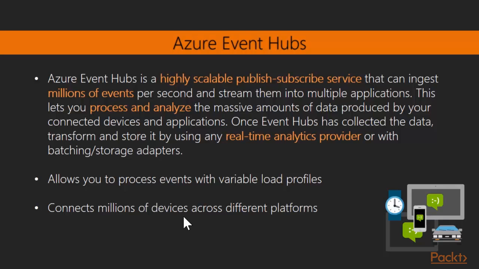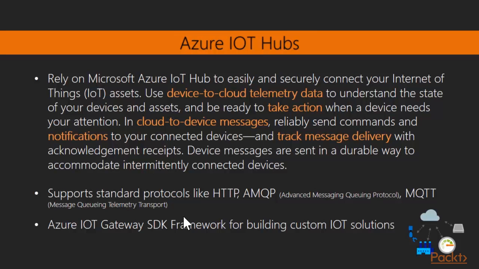Now let me move over a bit more in detail to Azure Event Hubs. Azure Event Hub is a highly scalable subscription-based service that can ingest millions of events per second, streaming them into multiple applications, as I explained in the previous demo architecture. It allows you to process events with variable load profiles, and it also allows you to connect millions of devices from different platforms. Next to that, there's also the specific IoT-related hub, which is called Azure IoT Hub. Overall, it's about the same concept as Event Hubs, but it's more specific, targeted towards IoT devices.